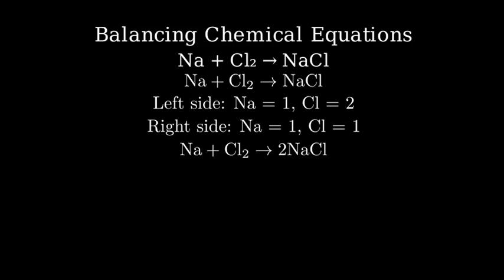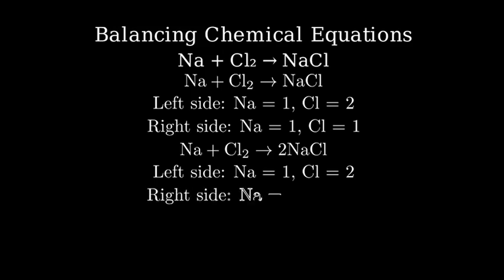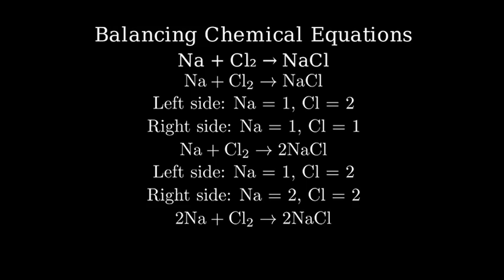Let's recount the atoms to see if our equation is balanced now. On the left side, we still have one sodium atom and two chlorine atoms. On the right side, we now have two sodium atoms and two chlorine atoms. We can see that the sodium atoms are not balanced yet. To fix this, we'll add a coefficient of 2 in front of Na on the left side of the equation.